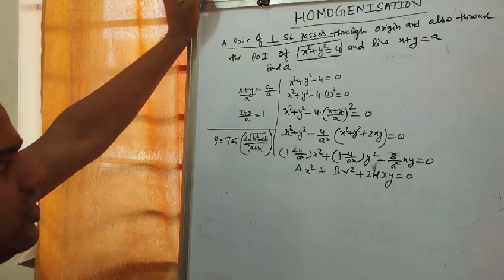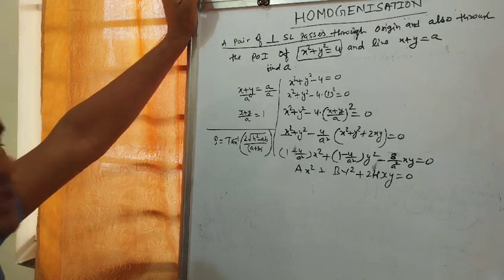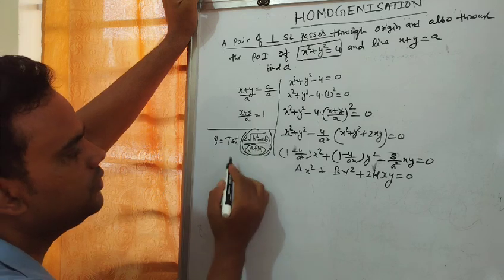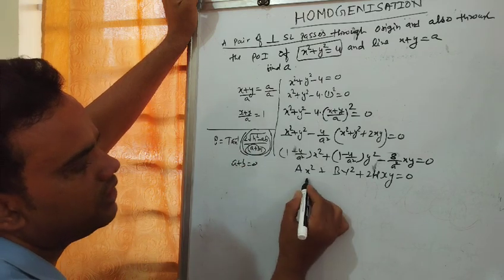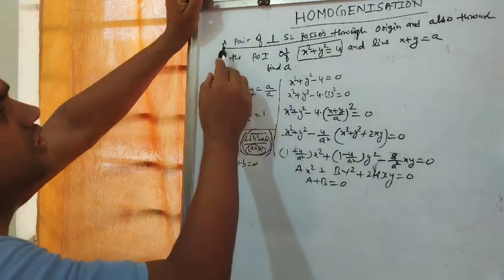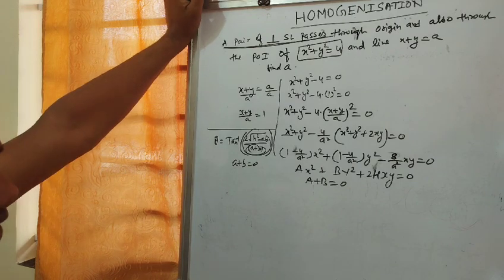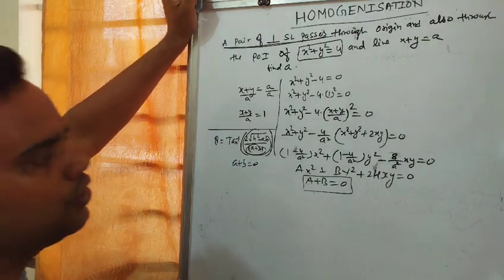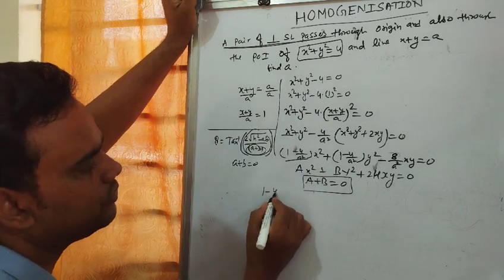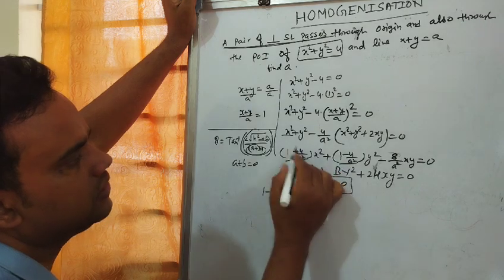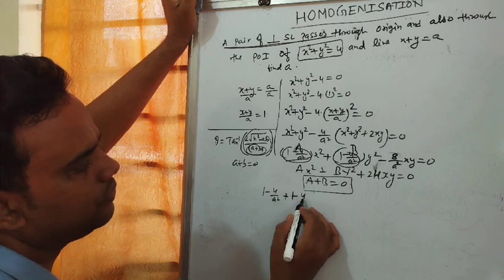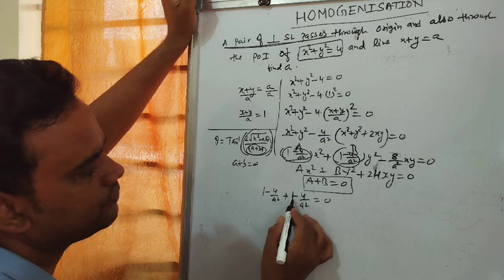Perpendicular means theta equals 90 degrees, and tan 90 degrees is not defined. When is this not defined? When a plus b becomes 0. So here also a plus b becomes 0. Then only this satisfies a pair of perpendicular straight lines. So a plus b equals 0. We can put the conditions here. What is a here? a is 1 minus 4 by a square, and b is 1 minus 4 by a square; this is the a value and this is the b value, so a plus b equals 0.